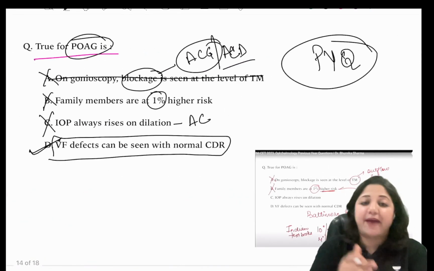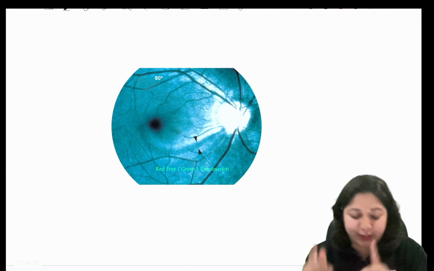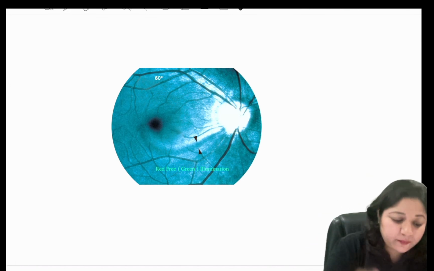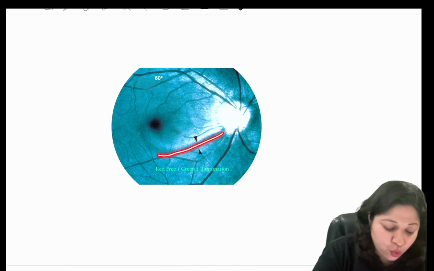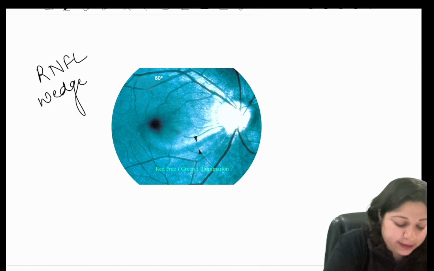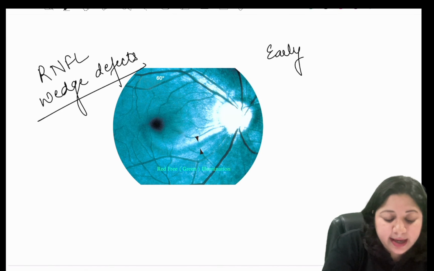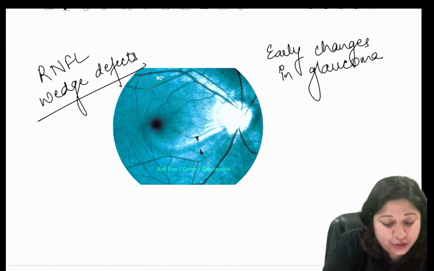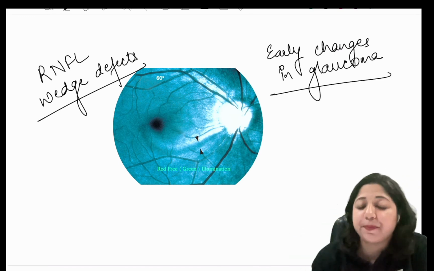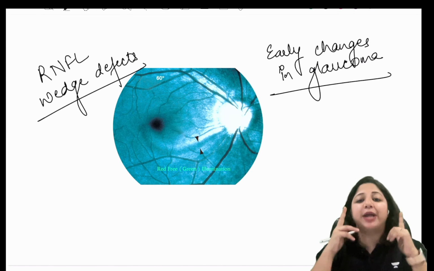So let's see. We have discussed in the previous year questions about this. How can visual field defects occur without the optic nerve head changes? Is my answer here. We have learned so many times that we do get these wedge defects. So what are these wedge defects? These are the RNFL wedge defects that we get to see in the red free illumination, and they are seen in early changes in glaucoma. And if you do not remember this question, it is our error, it is our problem, because we were not thorough with our PYQs. If I could catch it, you should have.